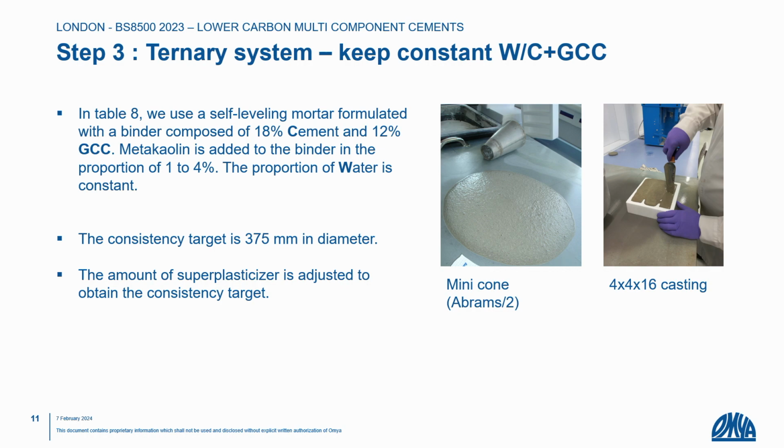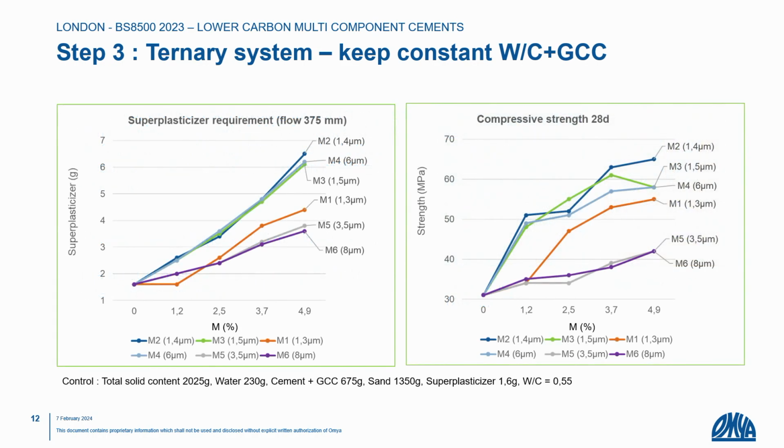The flow target is here, and we will use this mini Abrams cone. It is a normal Abrams cone divided by 2. And we are able to evaluate the flow, the viscosity with the wave funnel, and we are able also to prepare these mortars. This is in our lab in my team in Switzerland. This is for the mechanism. The protocol, the method is like that. Let's see the result and what we can see.